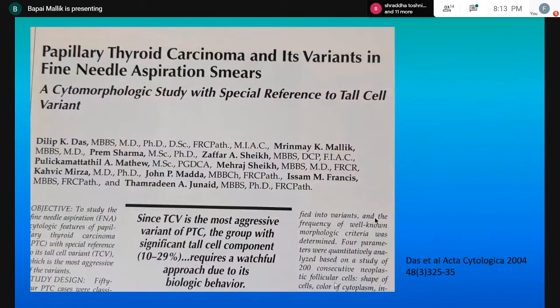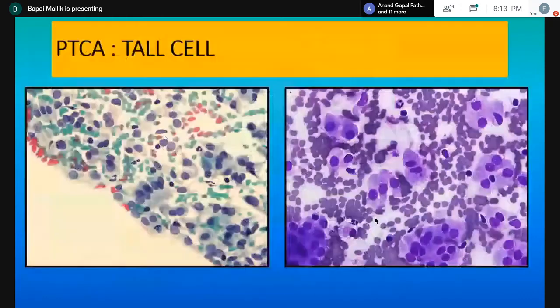And we published a series of cases with special reference to tall cell variant and some of the other variants on fine needle aspiration cytology back in 2004 in Acta Cytologica. This is another picture of one of the cases of tall cell variant of papillary thyroid carcinoma. Look at these cells. These are tall cells.